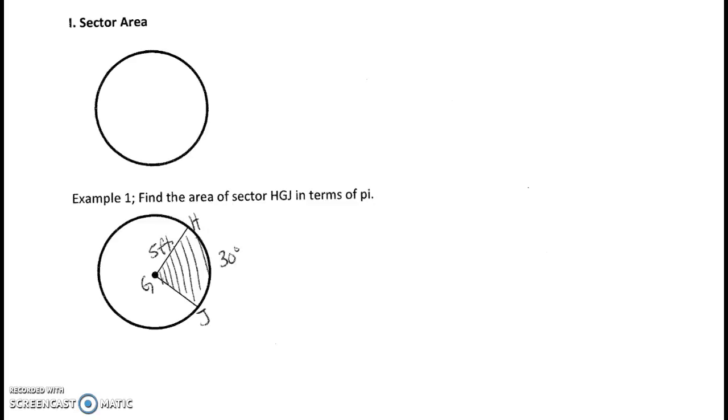Alright, we're going to be looking at 3 formulas today involving circles. So we're going to be looking a little more closely at how to calculate specific parts of a circle. So the first thing we're going to look at is what we call sector area. So let's define what sector area is first.